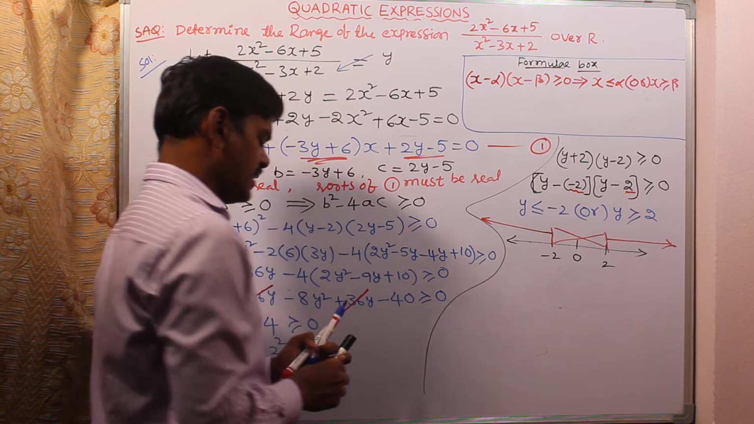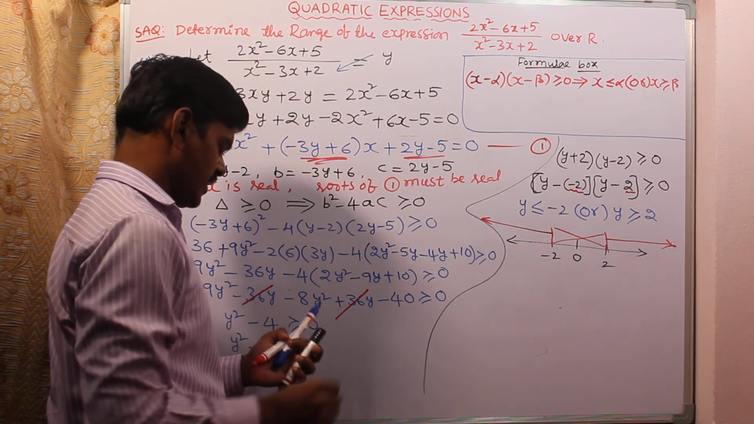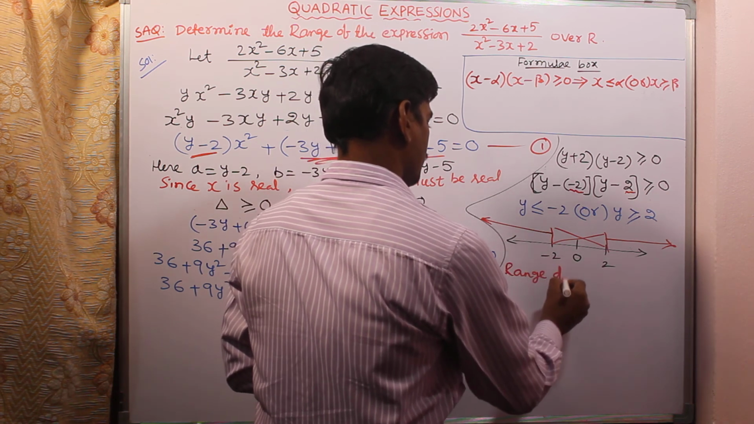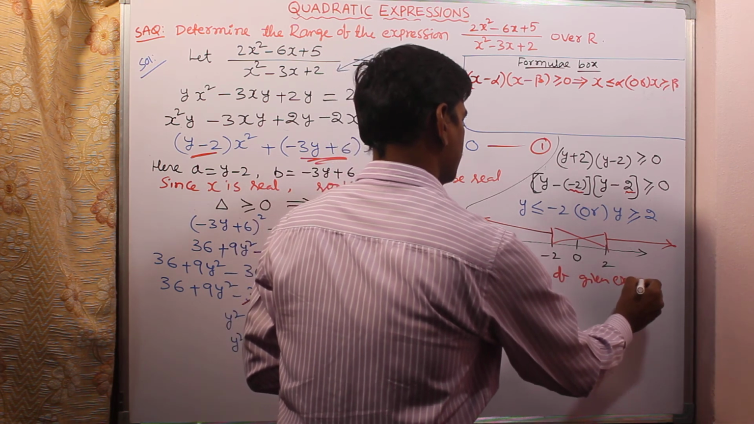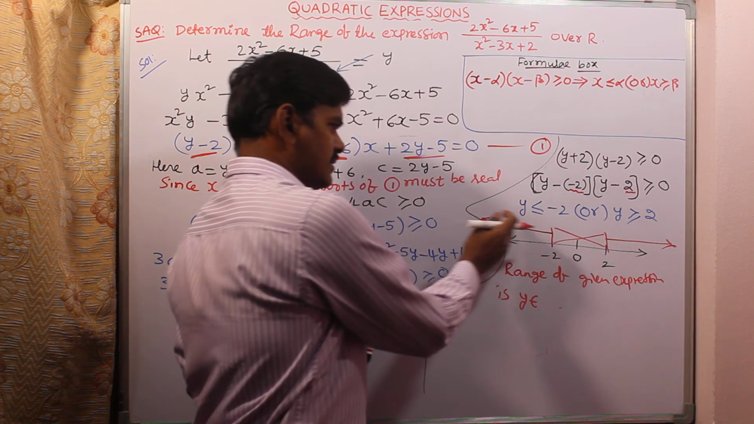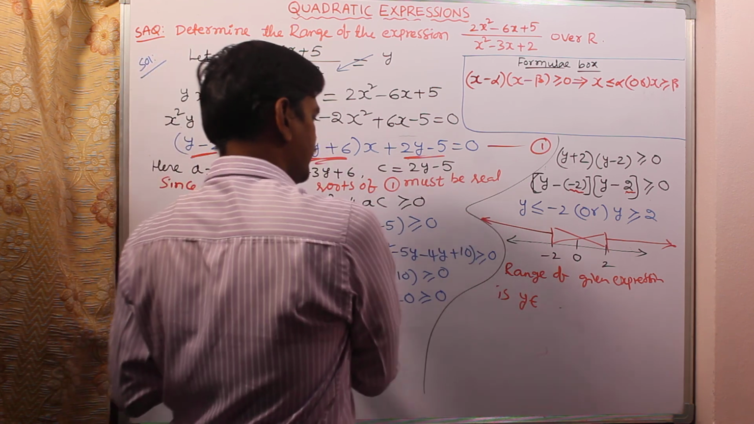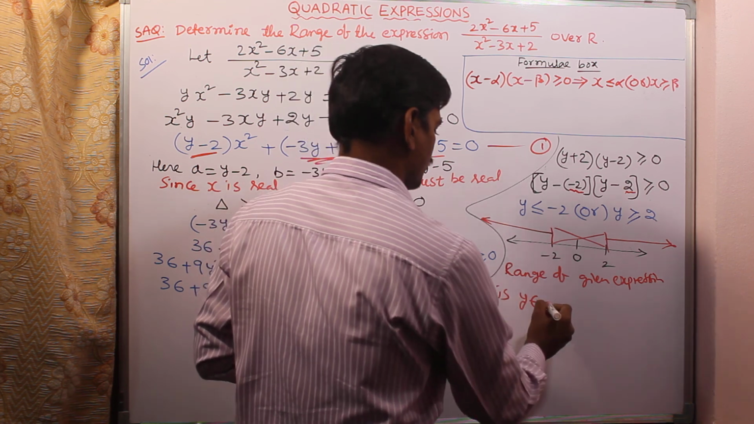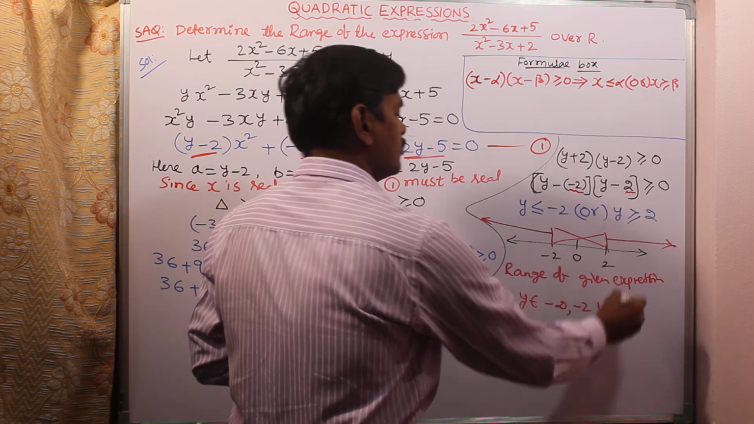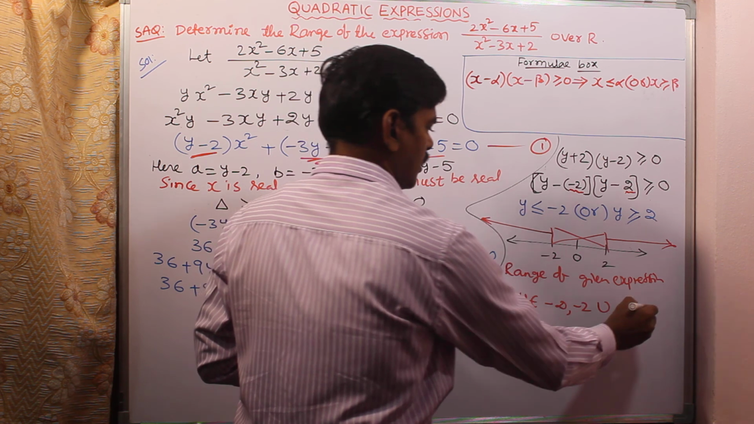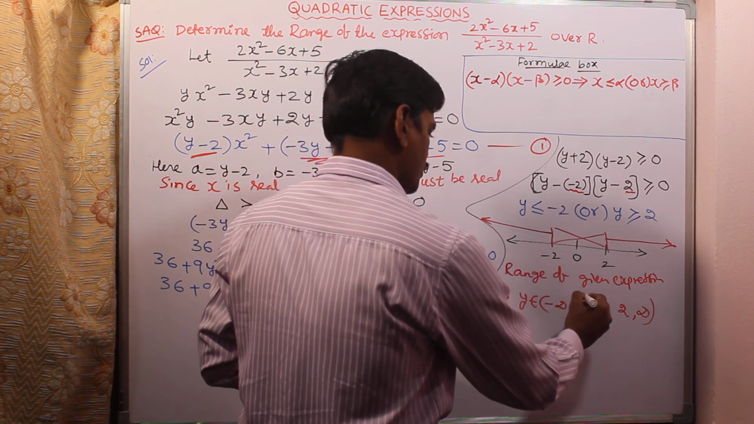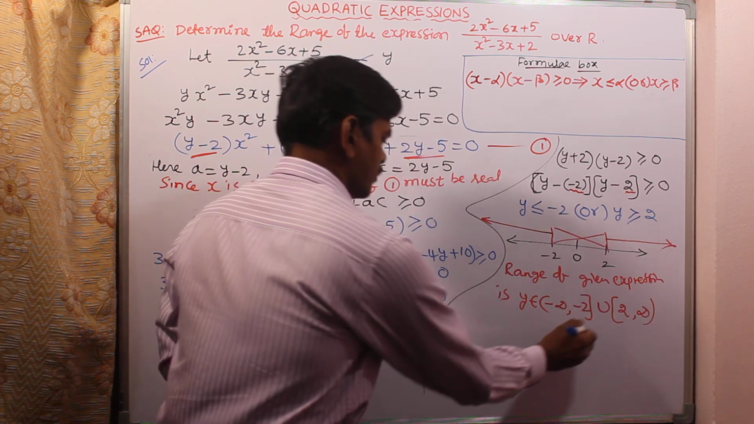Then how to write the range of y? Y is nothing but your given expression. So now I can write the range of the given expression: y belongs to less than or equals to minus 2. Less than means how much less we don't know, so that can be assumed as minus infinite. So minus infinite to minus 2, or, union symbol, greater than or equals to 2, 2 or more than 2 up to infinite. So at minus infinite use an open bracket, and at minus 2 and plus 2 use the closed bracket. So this would be your answer.